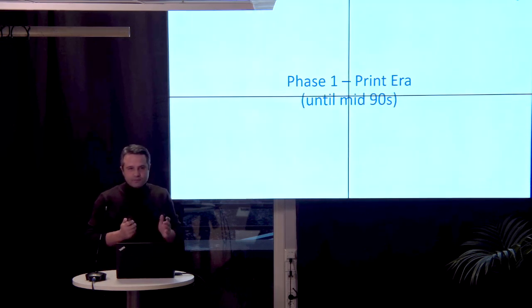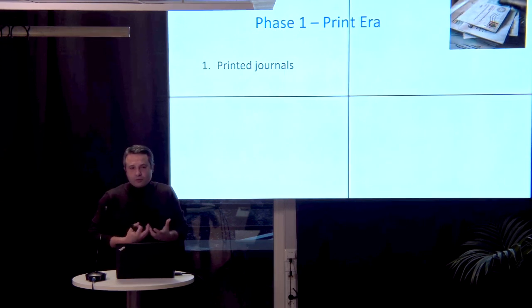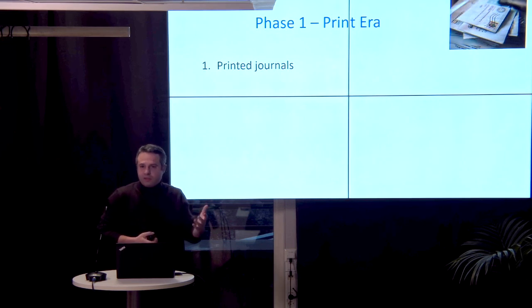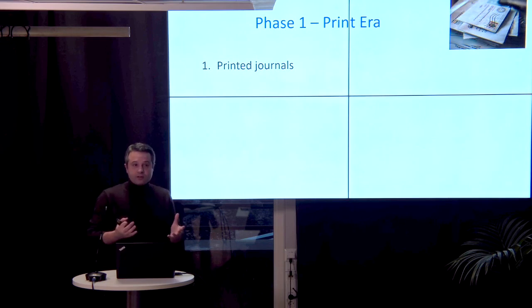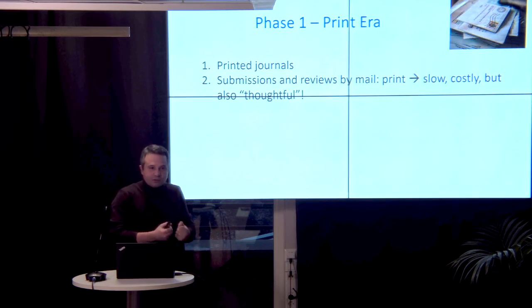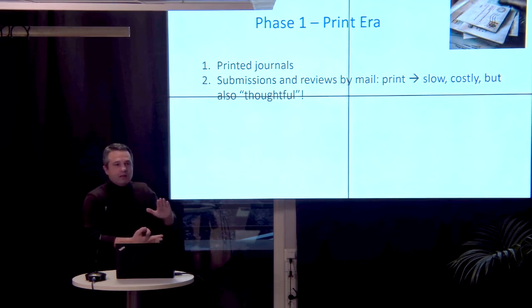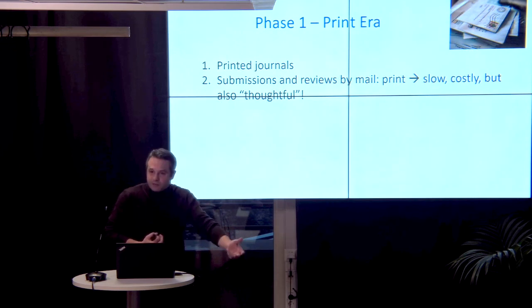Let's start with the print era, which lasted until the mid-90s. The print era is not completely over yet, because most journals still have a printed version. But in the print era, all the major phases in the publishing and peer review process involved something printed. Back in time, submissions and reviews were made by sending by mail, not email, a printed manuscript. And the same was true when you were inviting somebody to review: you would send a printed manuscript.